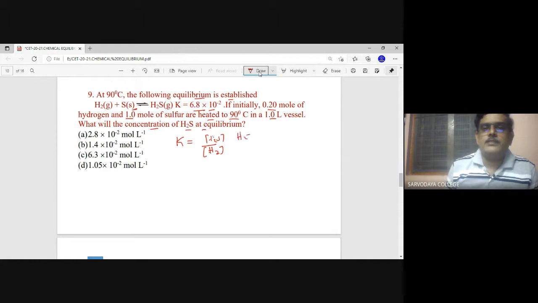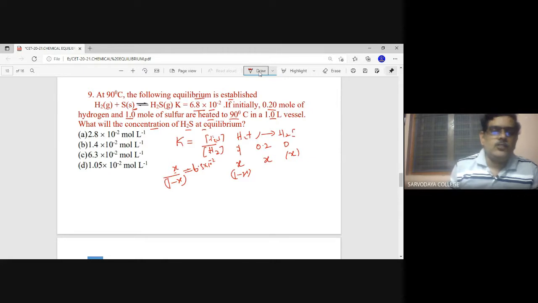Now I'll write the equation: H2 plus sulfur gives H2S. 1 mole, x moles react with x mole to give x mole of H2S. So 1 minus x is the concentration of H2, x is the concentration of H2S. So x divided by 1 minus x is equal to K, that is 6.8 into 10 to the power of minus 2. So x will be equal to 0.068 multiplied by 1 minus x.